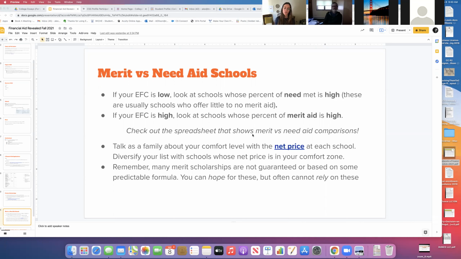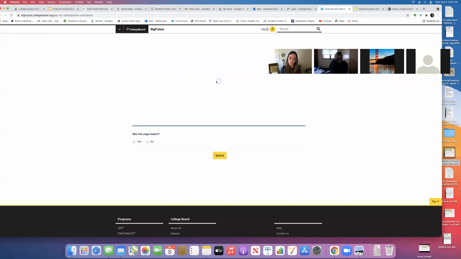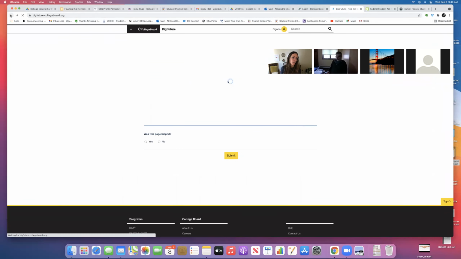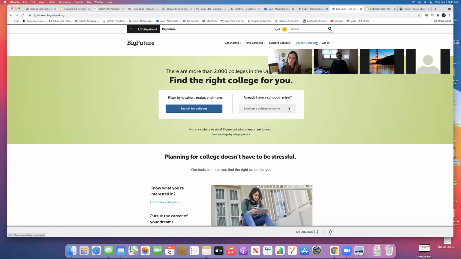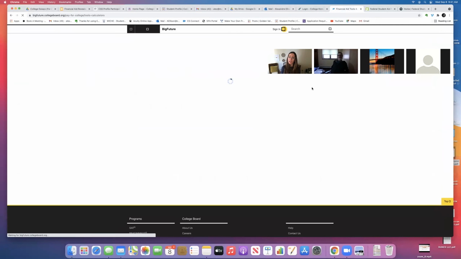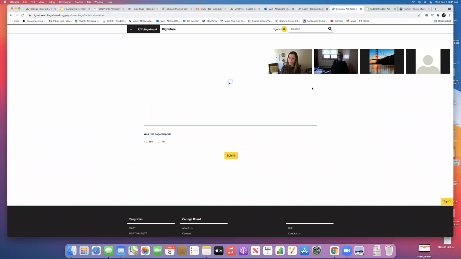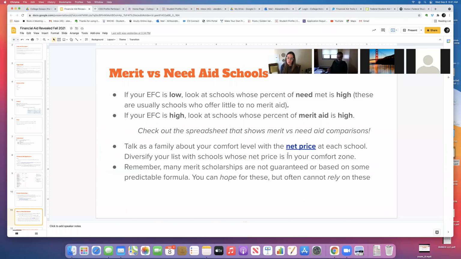So once you've identified your estimated family contribution, in the tools and calculators section, you can then look at your net price, your out of pocket for each of the schools that your child's applying to. Sorry about that, sometimes College Board doesn't do what I want it to. The net price calculator will then tell you what your estimated out of pocket is at that particular school.